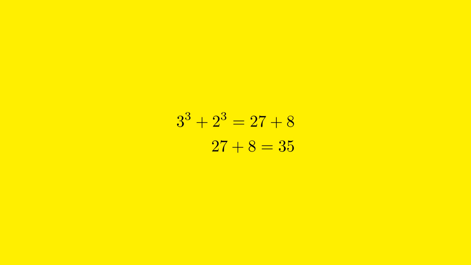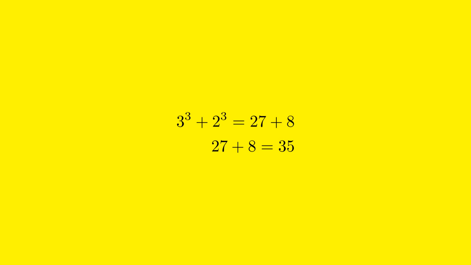Step 2. Now that we have broken down the powers, we can proceed to adding the results. Previously, we transformed the original expression into 27 plus 8. Now let's add 27 and 8 together. When you add 27 and 8, you get 35. Therefore, the expression simplified to its final form is 35.